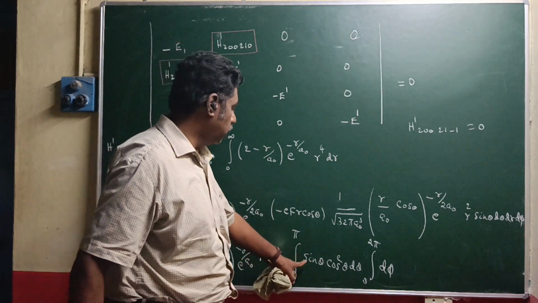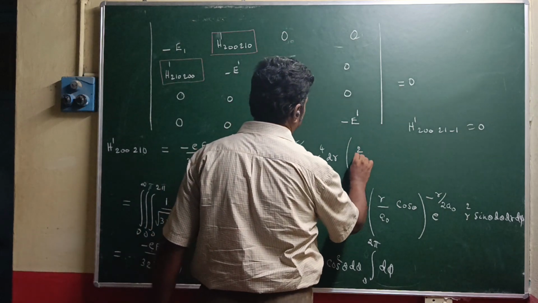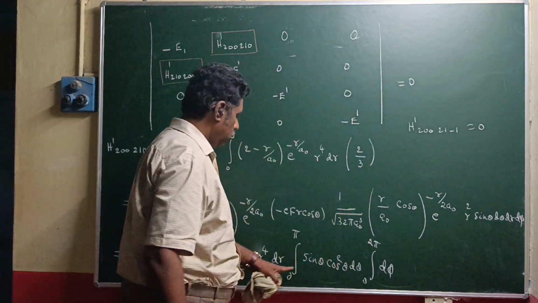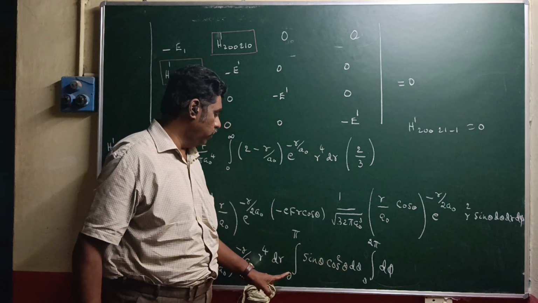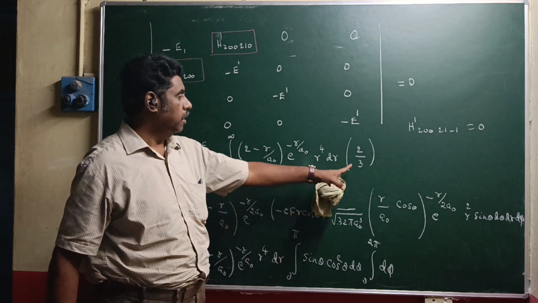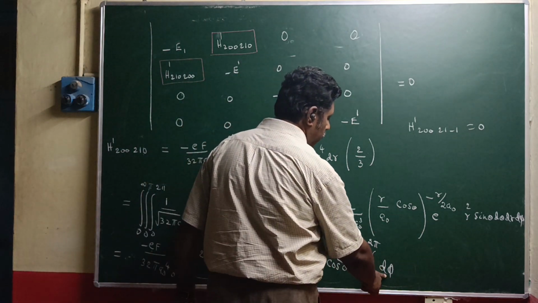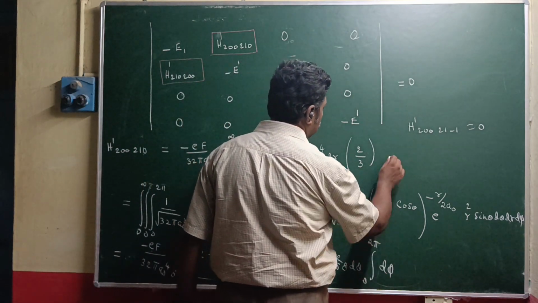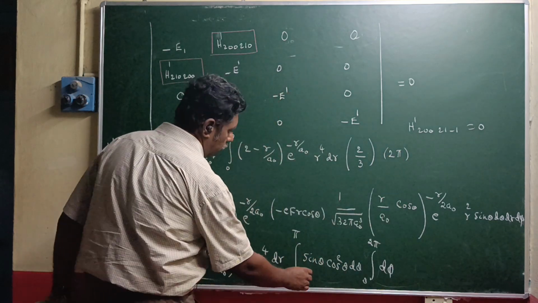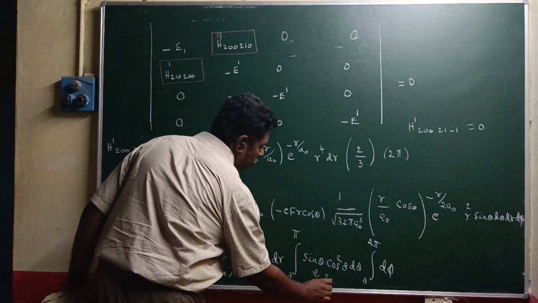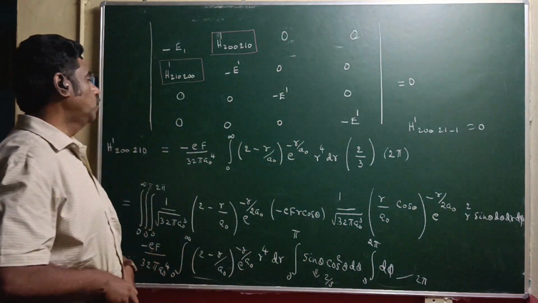The value of this integral, sin theta cos square theta d theta, limit varying from 0 to pi, is equal to 2 by 3. Then integral of d phi is phi. If you apply the limit, 2 pi is the answer. So this integral value is 2 by 3. This integral value is 2 pi. We have just substituted the values.